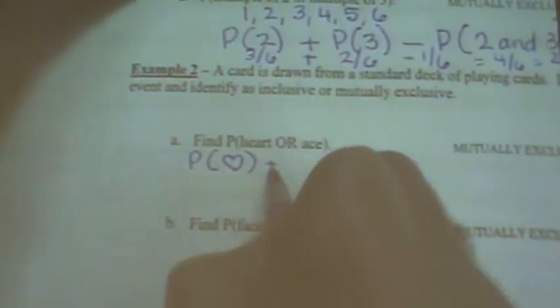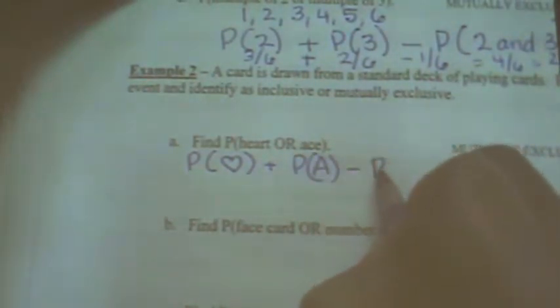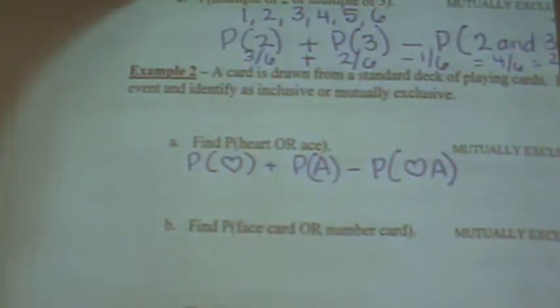Okay, so I have some questions for you. Can you pull a heart and an ace at the same time? Yeah, you can. So it's inclusive. So how will you do heart or ace? I need the probability of a heart plus the probability of an ace minus the probability of the ace of hearts. Does that make sense?